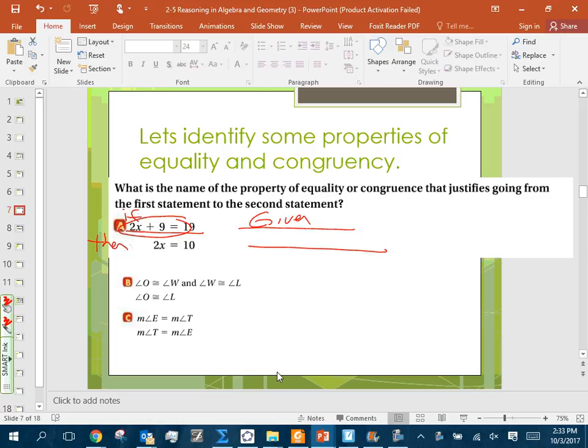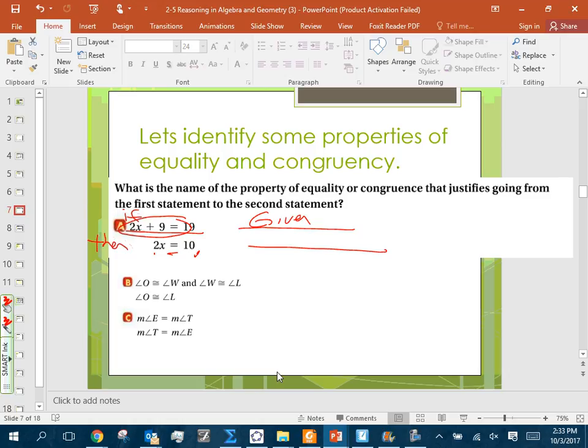If I have 2x plus 9 equals 19 in front of me, if I know that's true, then what allows me to go to this? Because this is true as well, right? If this is true, this will be true. The 2x equals 10 will be true. But what allows me to know that it's true? What did they do from step 2x plus 9 equals 19 down to 2x equals 10?